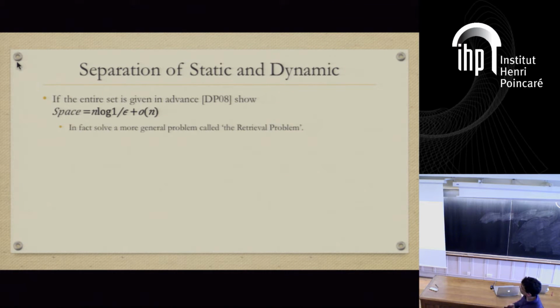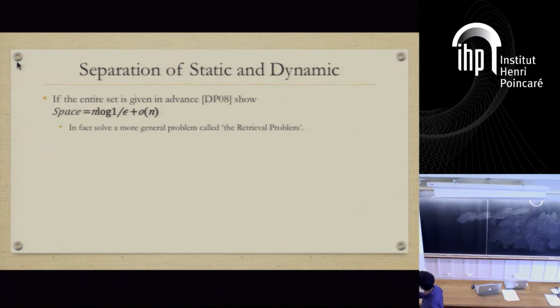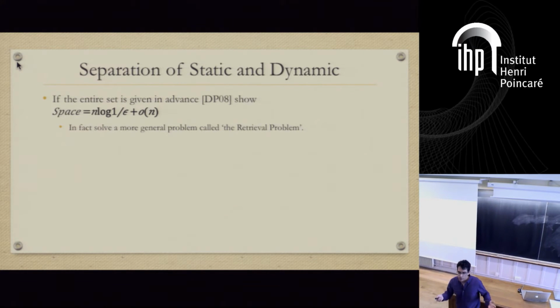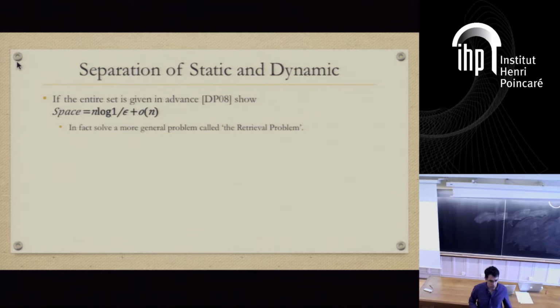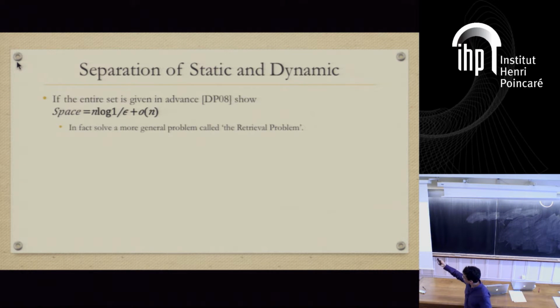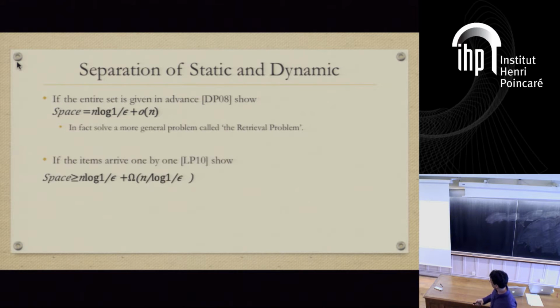So Dietzfelbinger and Pagh showed that if we get all the items in advance and we build something that is kind of similar in spirit to a perfect hash function with short signatures in terms of how it's built, then in fact we can reach more or less the lower bound. It's n log 1 over epsilon plus little o of n. It's important here that the low order term is little o of n.